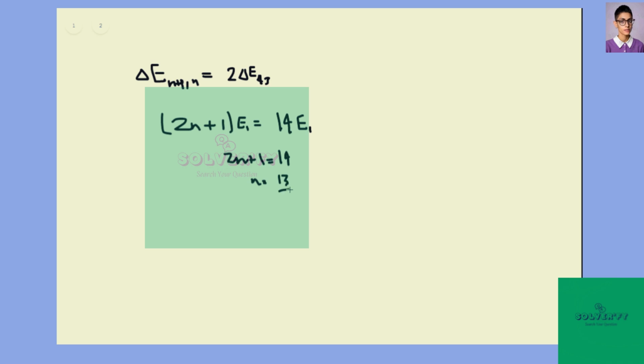Now as you notice, 13 over 2 is not an integer, so there does not exist any n which satisfies this relation, any integer n, because n is supposed to take integer values. So that is why we do not have any quantum number which satisfies this relation.